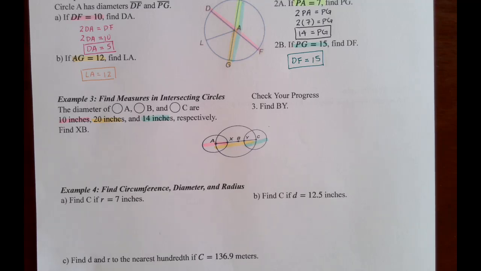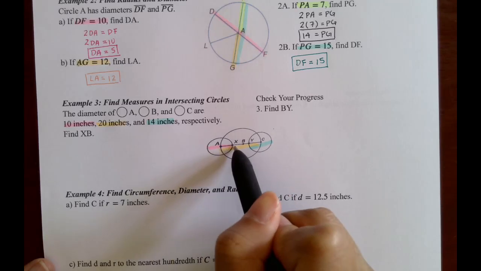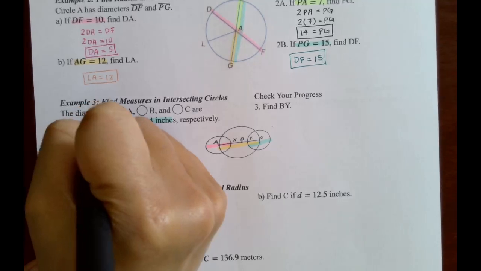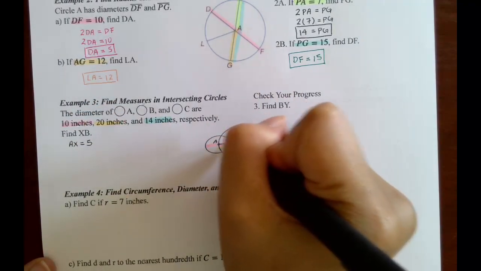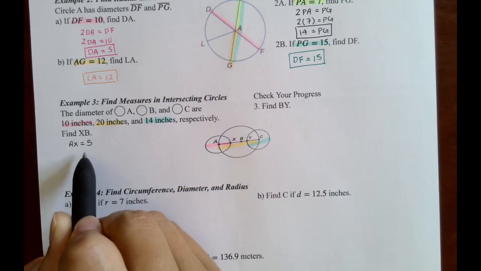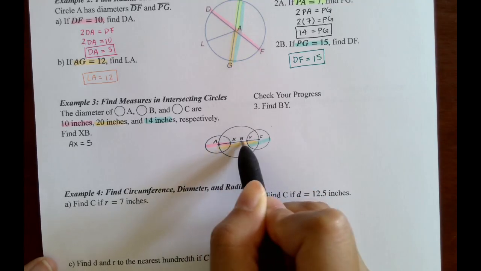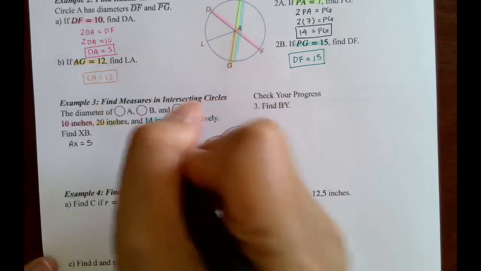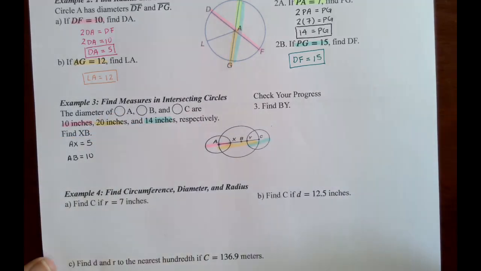So what that means then, AX should be half. So that means AX would equal 5. AX is the radius for circle A, that's why it's half, it's 5. Then here, A to B, that's the radius for circle B, so that'll be half of that. So I can say AB would be half of 20, which is 10.